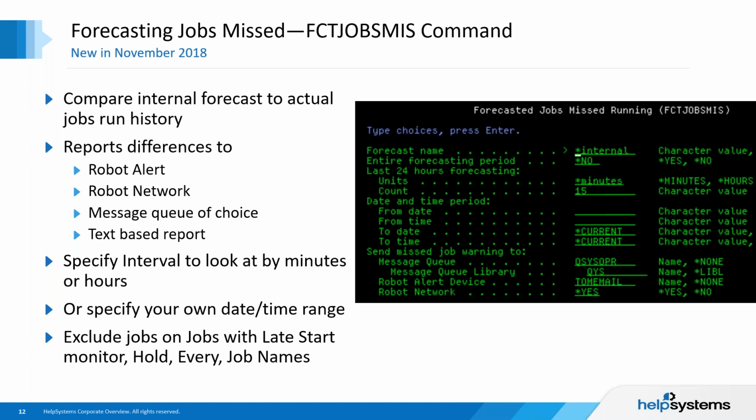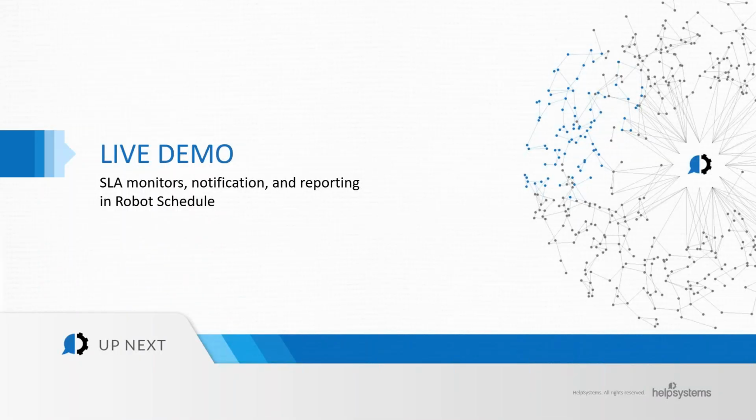Certain job names. You might want to exclude certain job names for whatever reason. But that's the new command. You have to be on the latest and greatest level of Robot Schedule, but it's free, part of the product. Well, it's part of maintenance too. Not totally free. Absolutely. There you go.